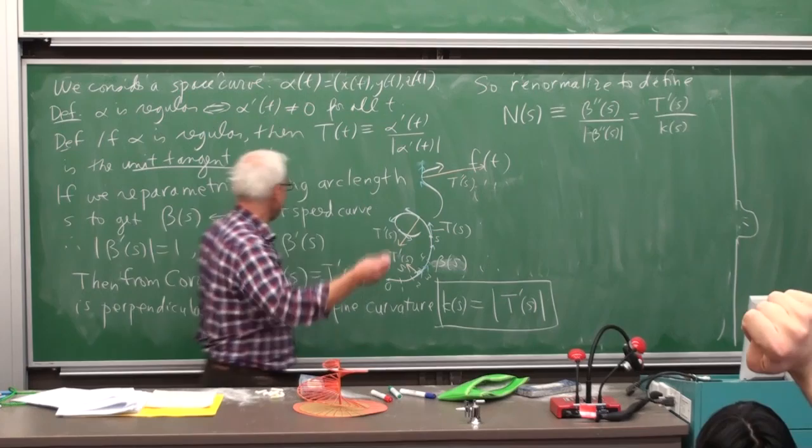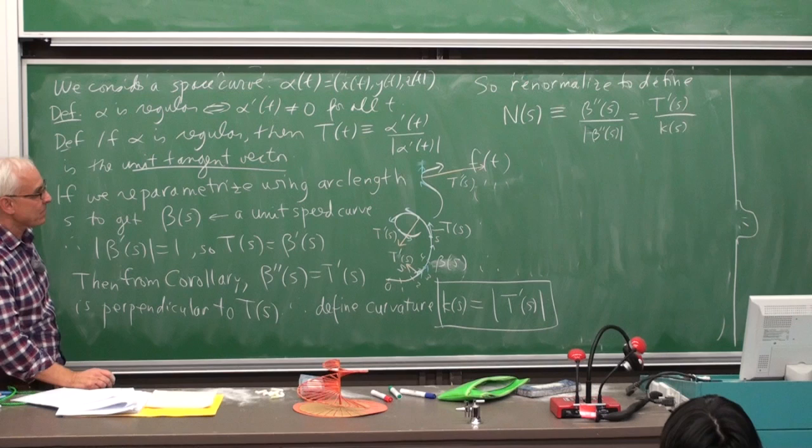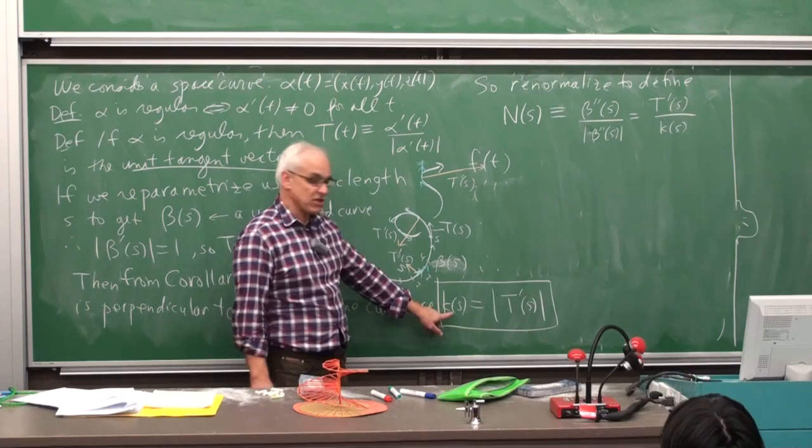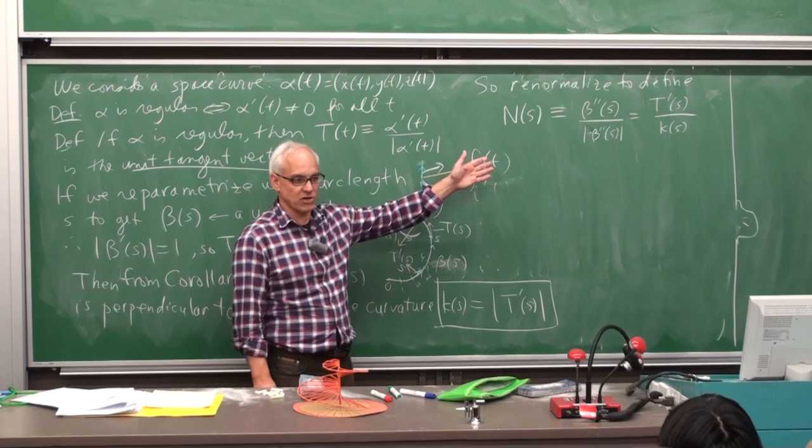Yes? Sorry, would we need like an extra condition like that alpha prime has to be regular as well for us to be ensured that that unit normal can exist? Yes, so we require that this curvature be non-zero, because we're dividing by this curvature. So if this curvature becomes zero at some point, well, then it's problematic.